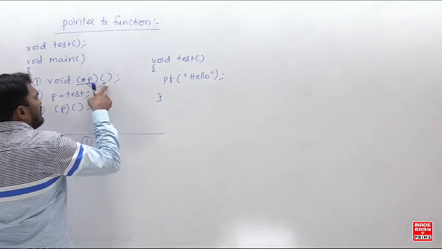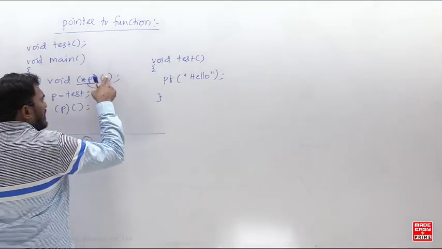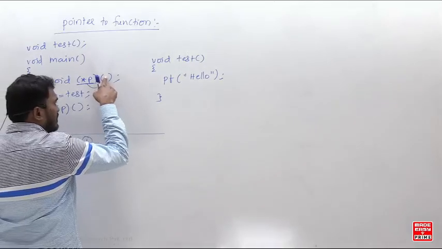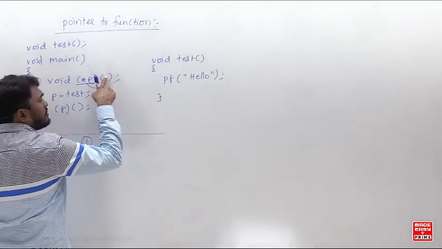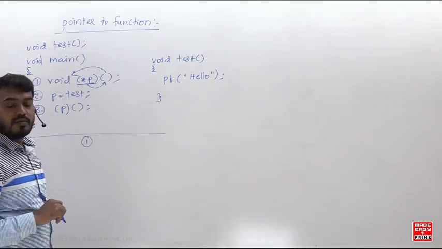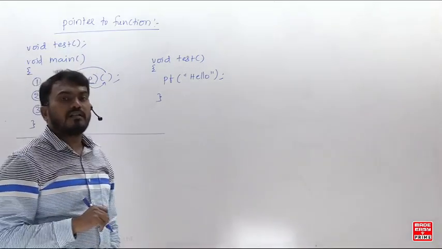P is a pointer to the function which does not take any arguments. When you say it is a function, is it taking an argument? No, it is not taking any arguments. Then, a function should return something. So it is returning what? Void. Returning void. This is how you are going to read that statement.